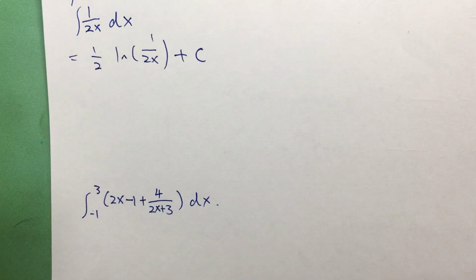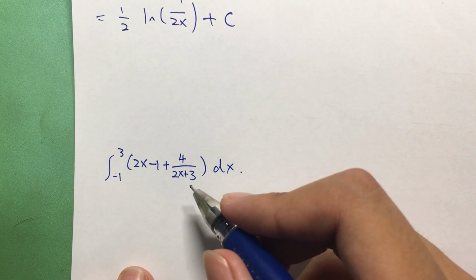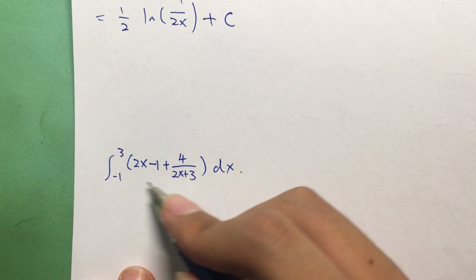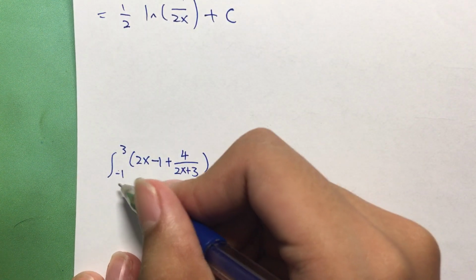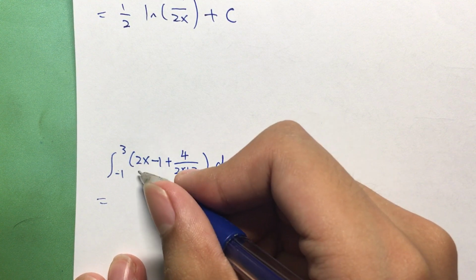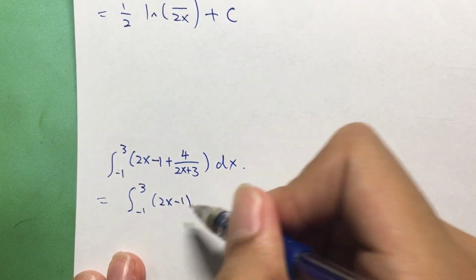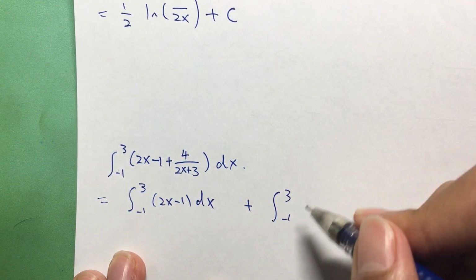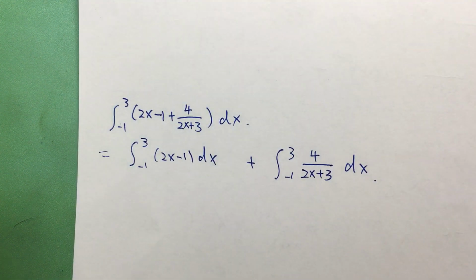Okay, let's try a harder question, which is related to definite integration. It's from -1 to 3, and then this function dx. Well, there's also a rule that we can split, if there's a plus sign here, then we can split the equation into 2. So we can write it like 2x minus 1 dx, and then plus another part, 1 over 2x plus 3 dx.